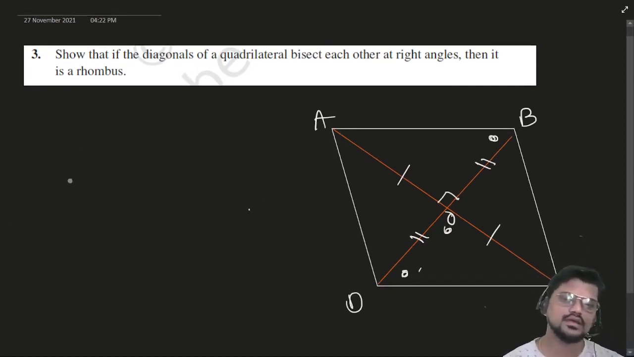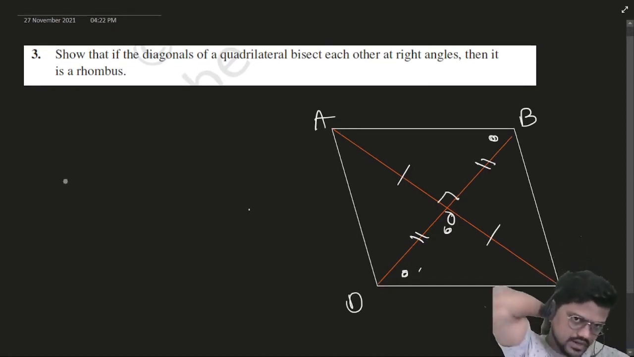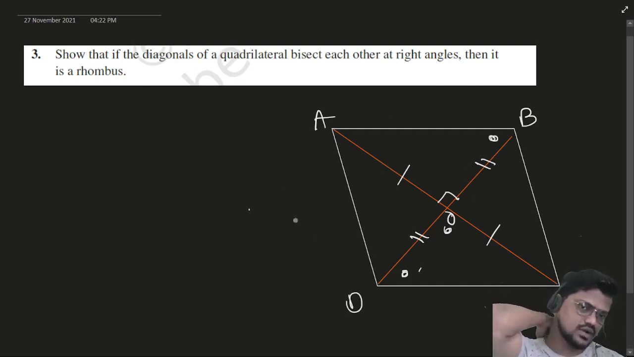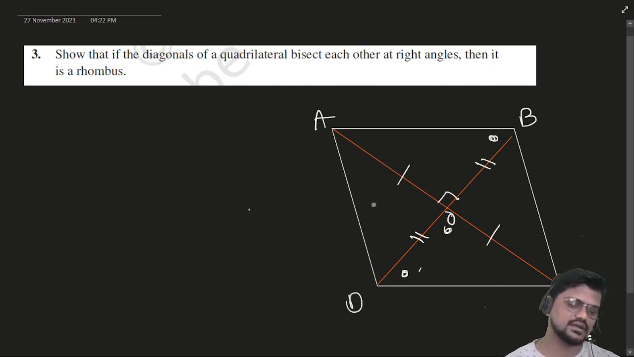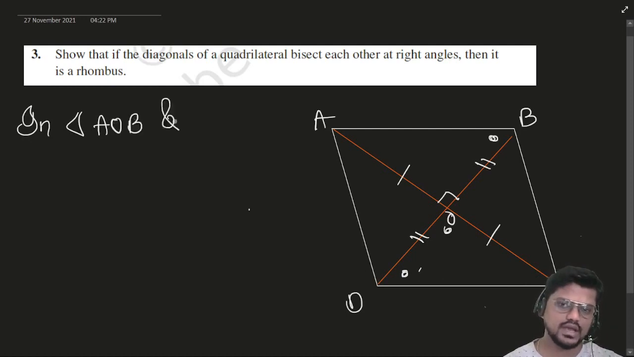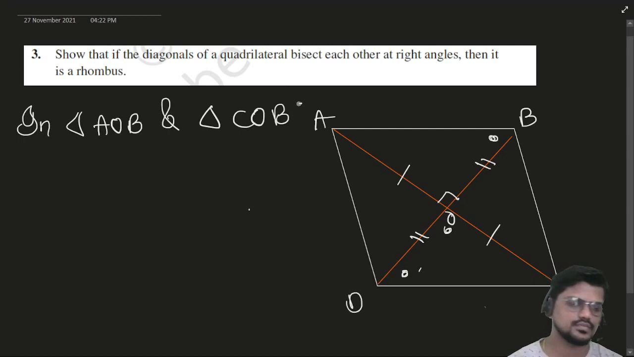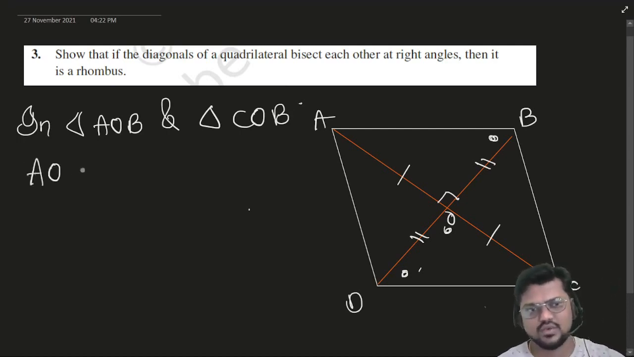Show that if the diagonals of the quadrilateral bisect each other at 90 degrees, then it is a rhombus. If I take triangle AOB and triangle COB, I know that AO is equal to OC. Why? Given.